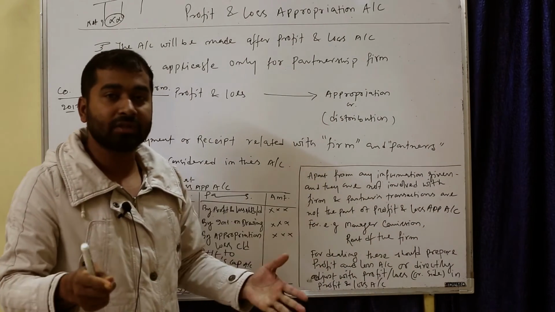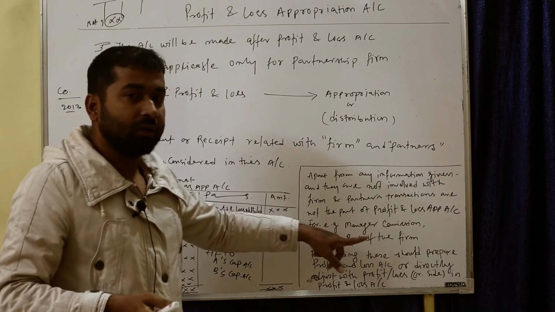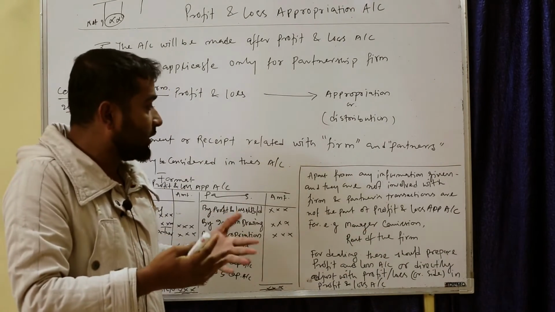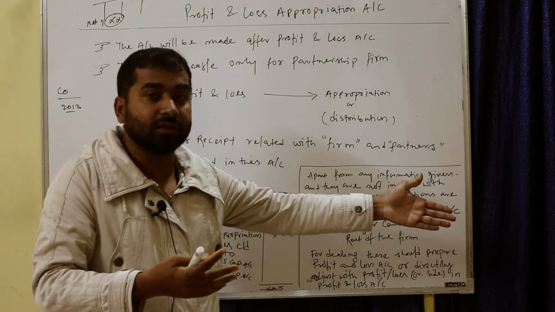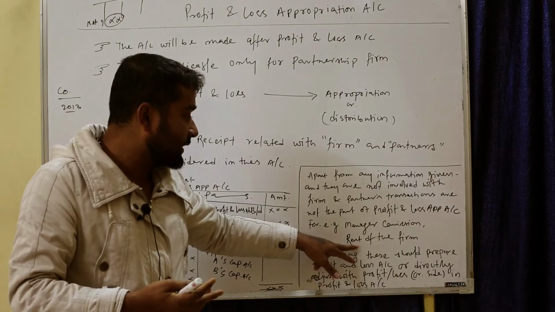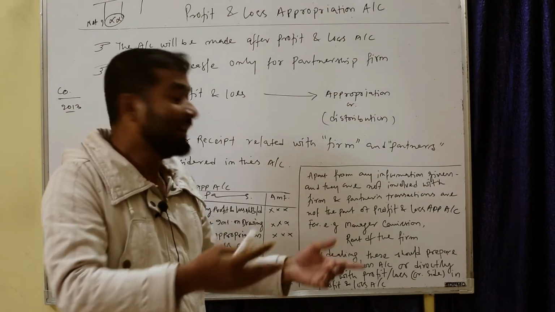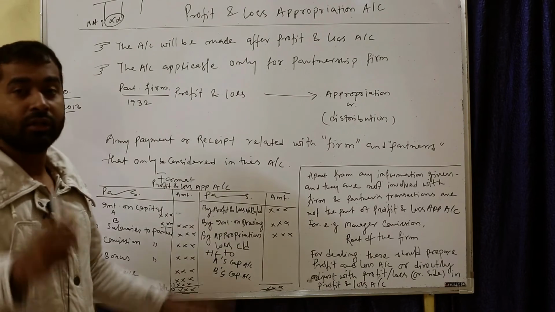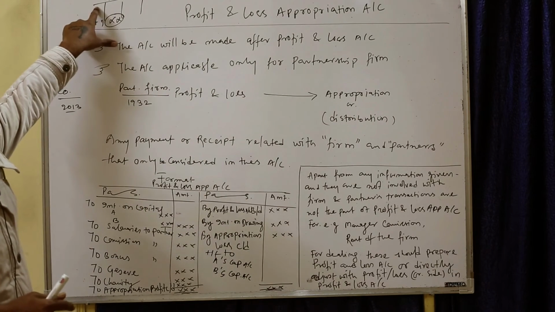See, manager commission. The firm will pay it to the manager. It has no relation with the firm and partners. So this manager commission is an expense. Manager commission, or otherwise rent payment to the firm, all of this goes to our profit and loss account.